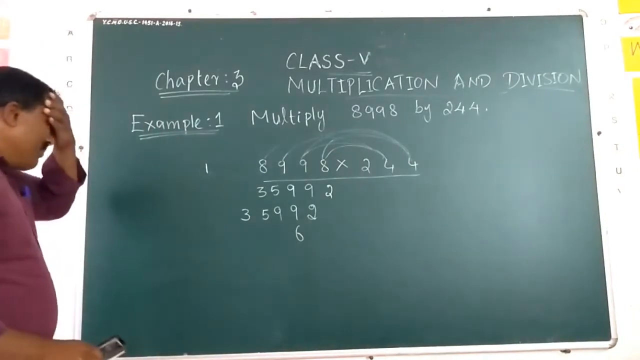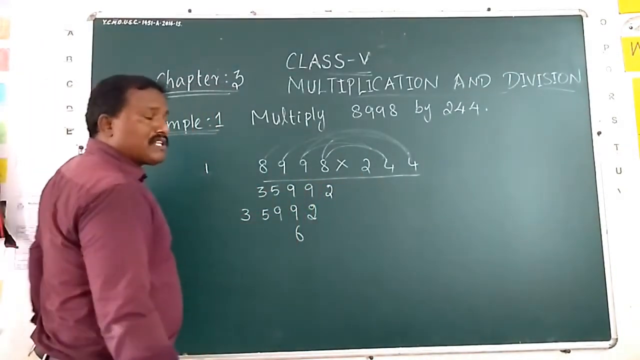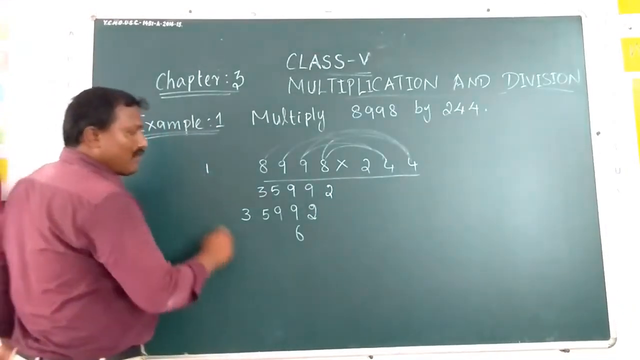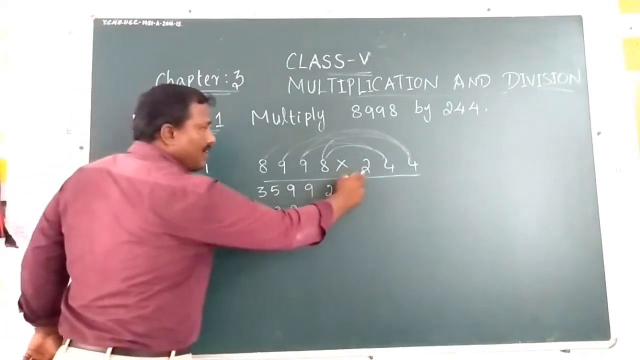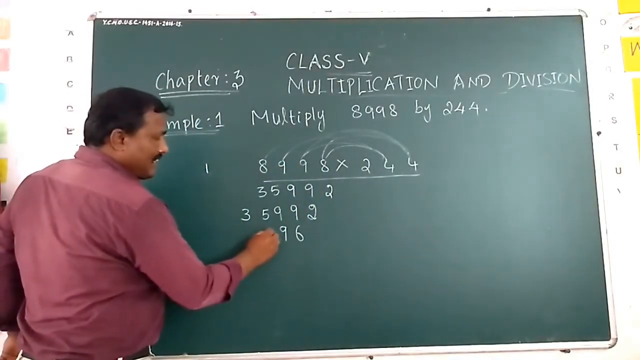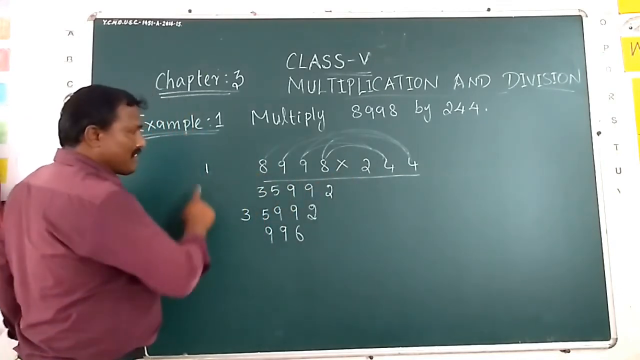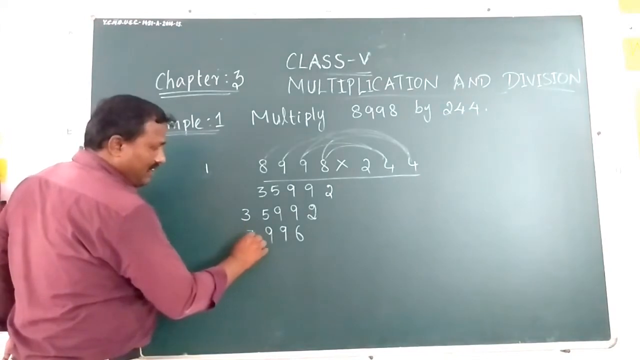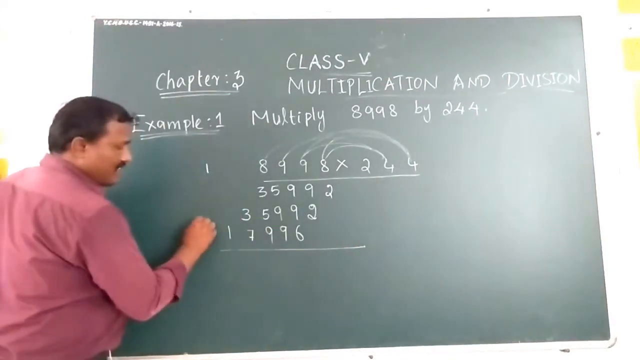Now you have to take the 2 again and multiply with 9. 9 2s are 18. 18 plus 1 is 19. 9 here, remainder 1. Again 2 and 9, 18 plus 1, 19. Remainder 1. So 2 8s are 16 plus 1, 17. 7 here, 1 outside. So now we can add all the numbers.